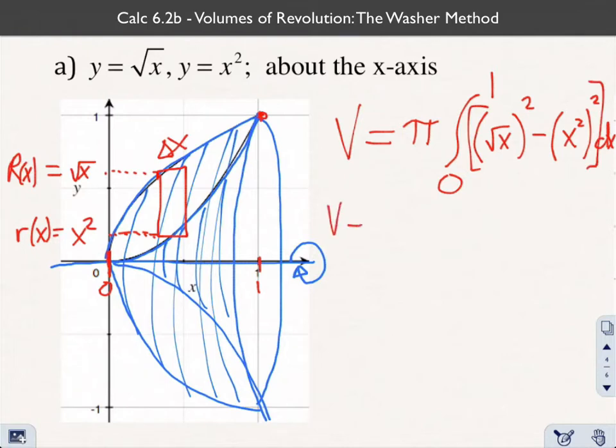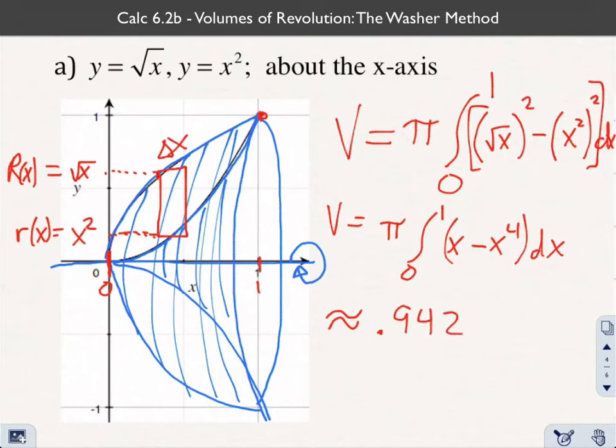Okay, we could just put that into our calculator, or we can clean it up just a little bit here. So it'll be from 0 to 1. The square root of x squared is just going to be x, and then x squared squared will be x to the 4th, and this is going to be dx. When we solve this in our calculator, we get an approximation of about 0.942 cubic units.